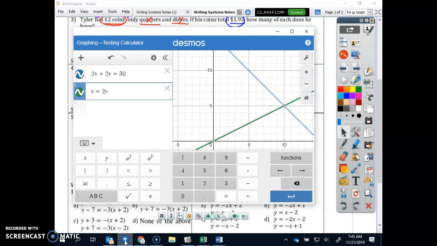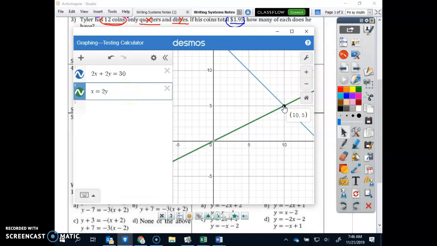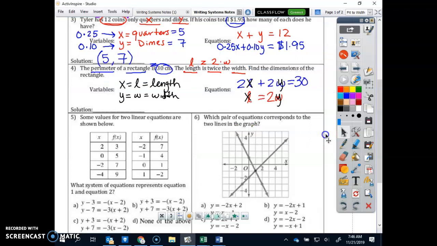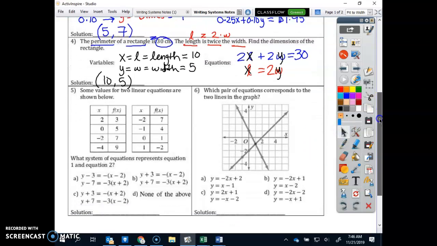Here is what I got when I put my 2 equations in there. This is my solution. That means, what was x again? My length. So my length is 10, and my width is 5. So length is 10, width is 5. My solution is 10, 5. So if it asks for just the length, you would say 10. If it asks for just the width, you would say 5. Any questions?